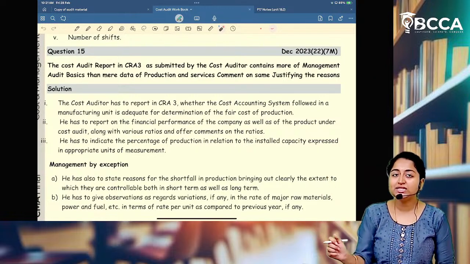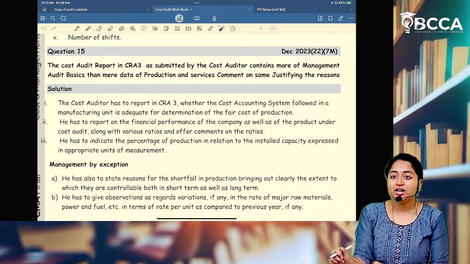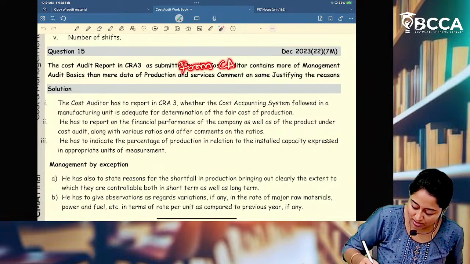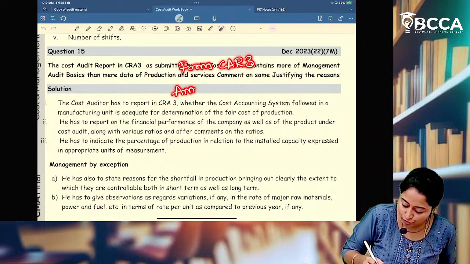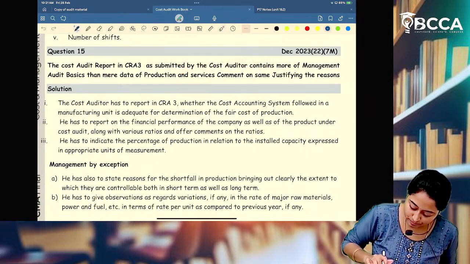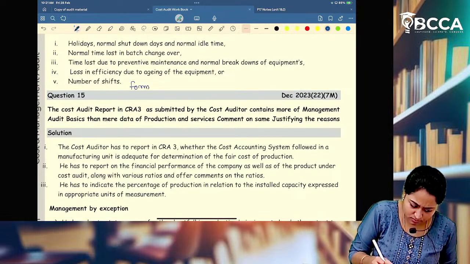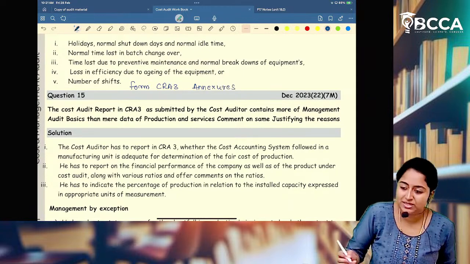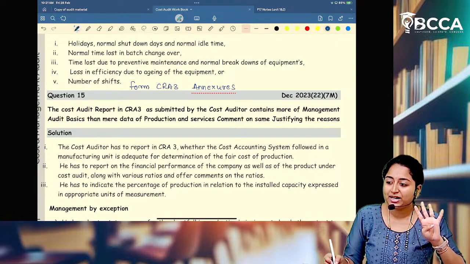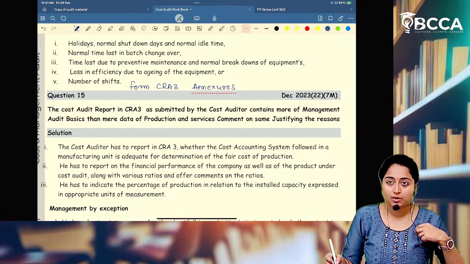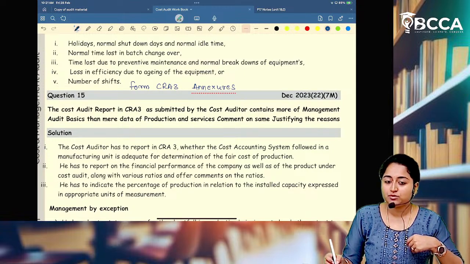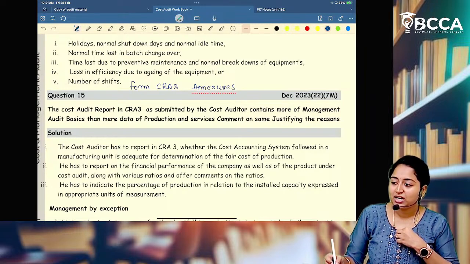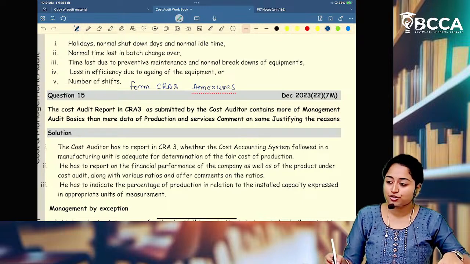Now, whatever they are telling us in Form CRA-3, we have seen. When we were discussing Form CRA-3, I told you regarding annexures, isn't it? What are the annexures to Form CRA-3? It is divided into 4 parts: Part A, Part B, Part C, Part D. What is Part A? General information. What is Part B? Manufacturing sector. What is Part C? Service sector. What is Part D? Other details of information. So these are the 4 annexures to the cost audit report, isn't it?